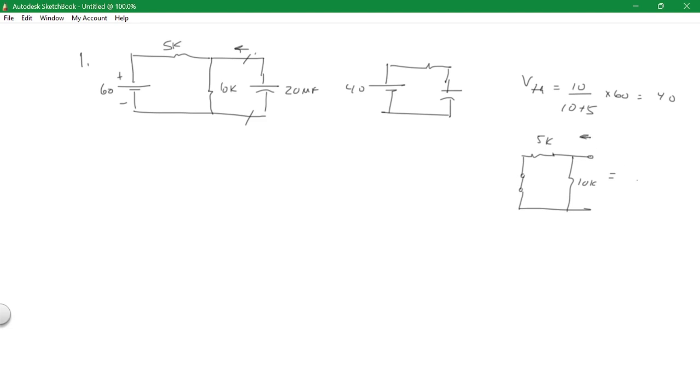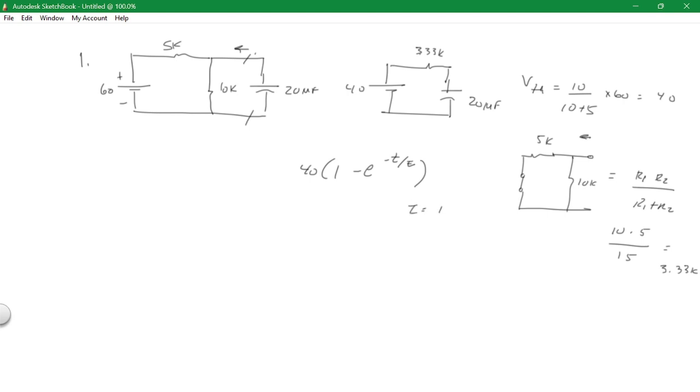So I start here and I go backwards. It's R1 R2 over R1 plus R2. And that's my resistance. So it's 10 times 5 over 15, or about 3.33K. Right? So I write that up here, 3.33K. Now I've got my circuit that I want, and this is my 20 microfarads, and I can use my formula. So it's 40 times 1 minus e to the minus t over tau.